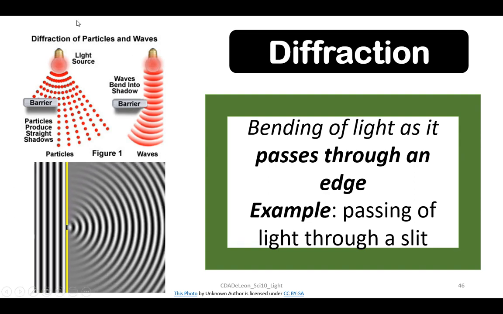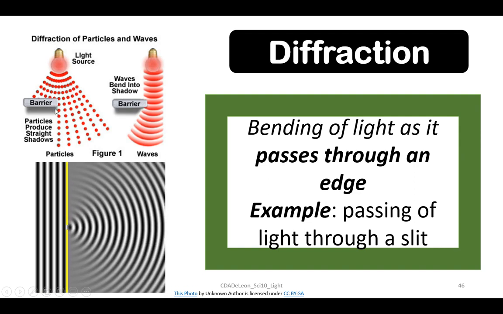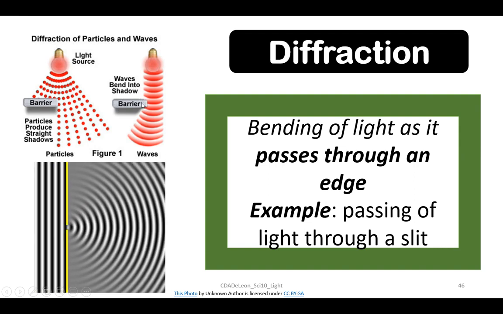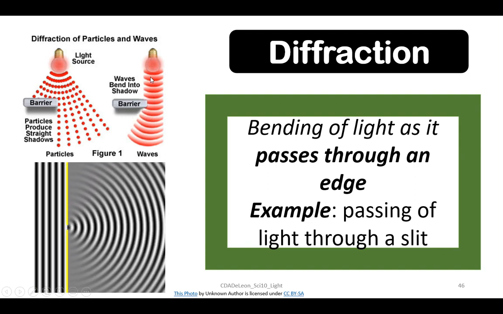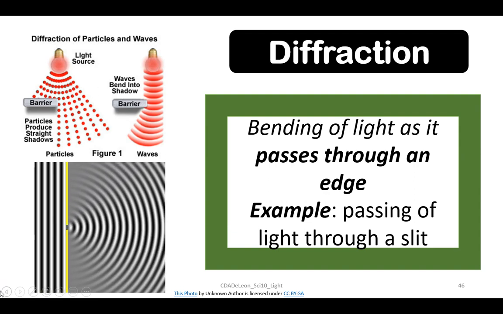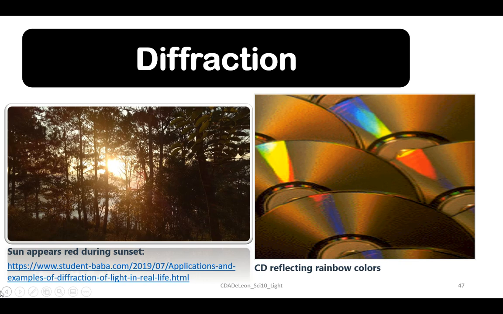In this illustration, we have a barrier, and this barrier bends into shadow as the light passes through. Another application of diffraction is the CD reflecting rainbow colors. In this illustration, this is my photo taken from Sagada. So this is when the sun appears red during sunset.